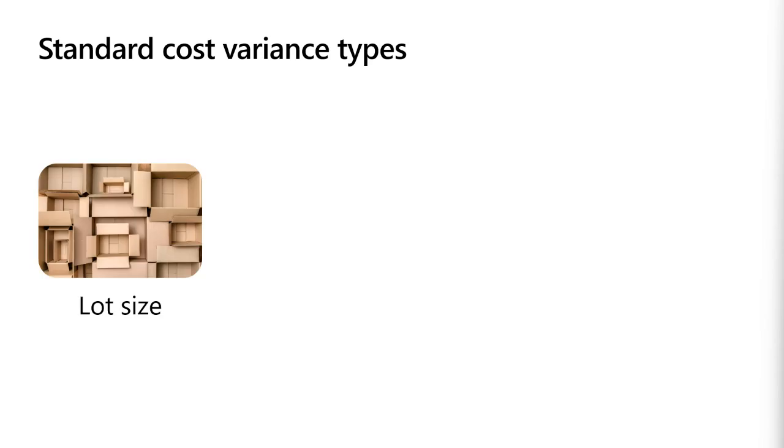When we choose to use standard cost in Dynamics 365, we have an additional method of categorizing production variances, and these are the variance types that drive the postings to the general ledger. The first type of variance is lot size variance. This is caused when the production order quantity is not the same as the standard cost calculation quantity, or in other words, production quantity differs from our standard lot size.